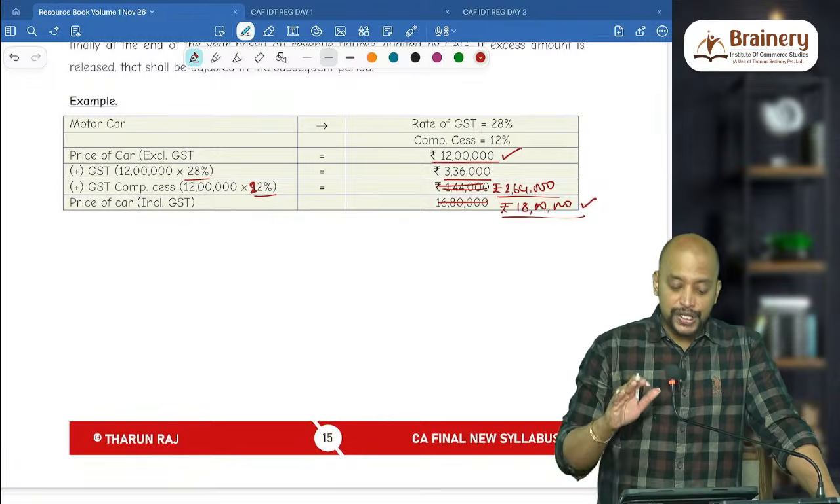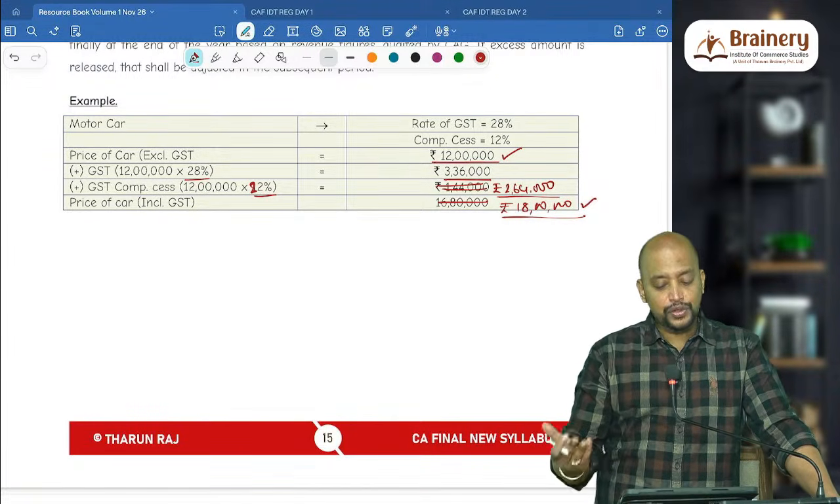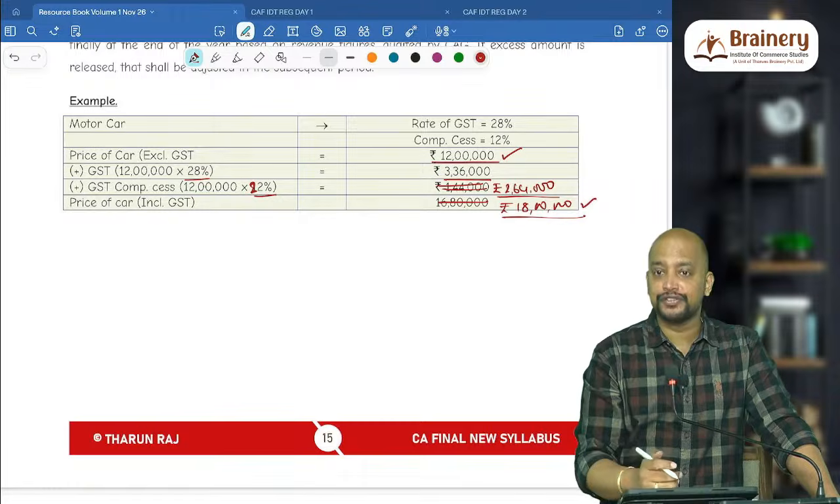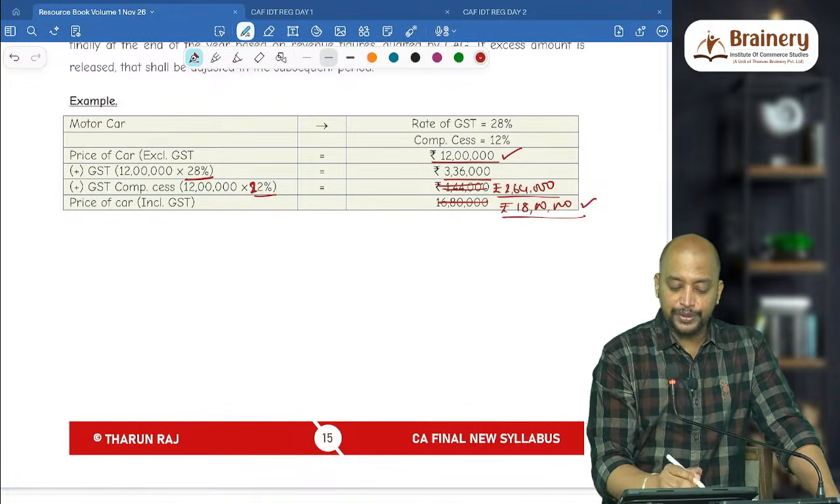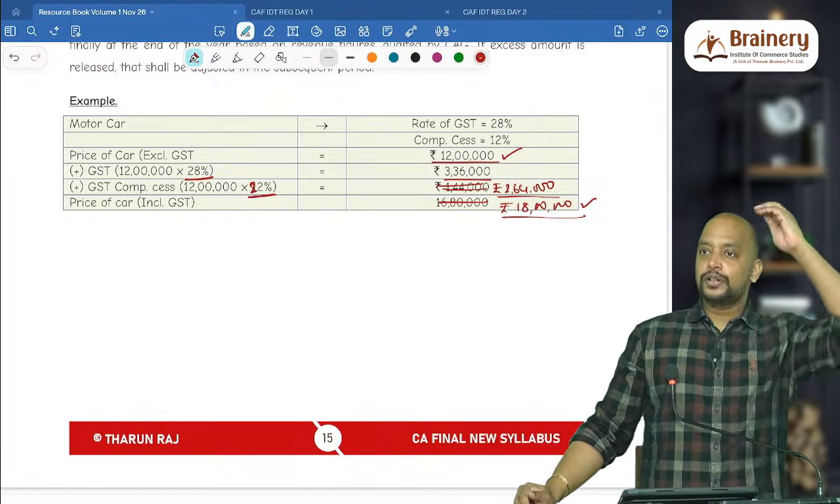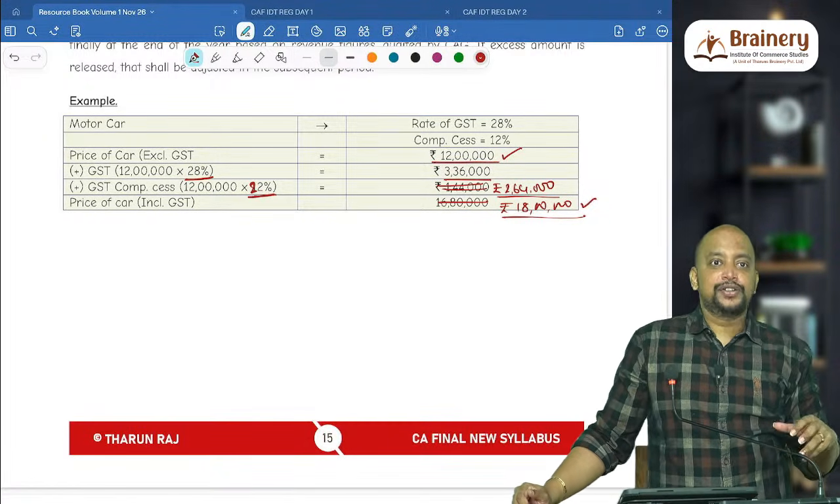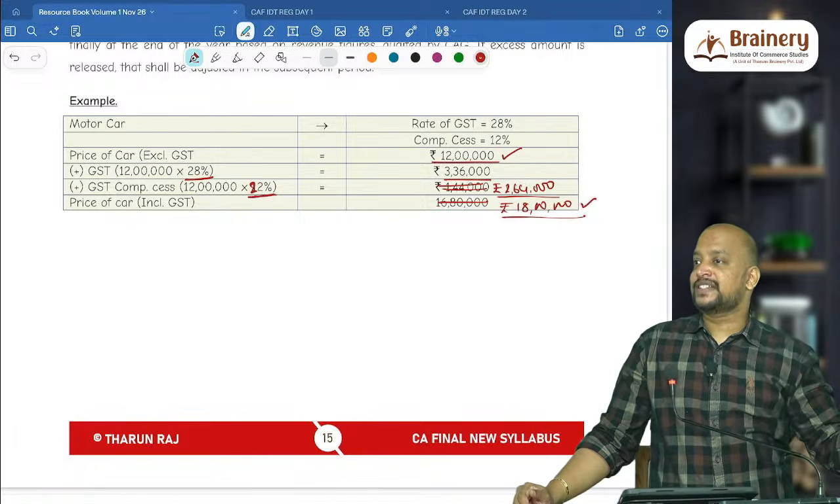And a lot of people raised their concern. Why should we pay this much? 50%, why should we pay? GST is 28%, compensation cess is 22%. Therefore, last year in July, a GST rate revision happened.